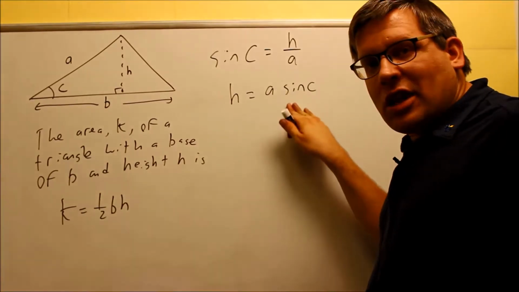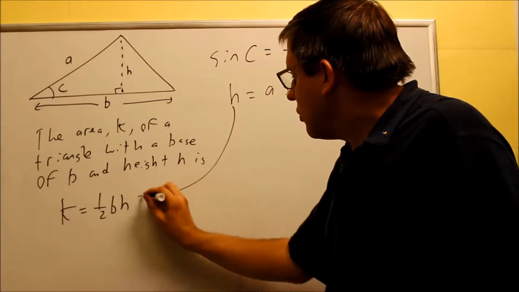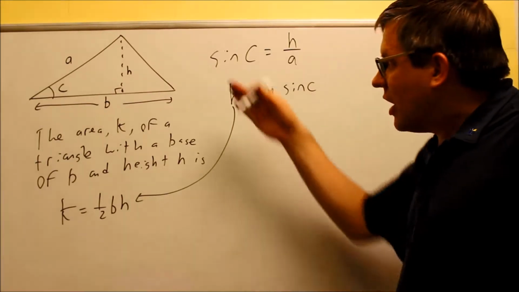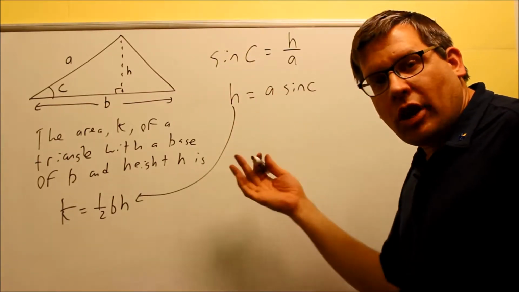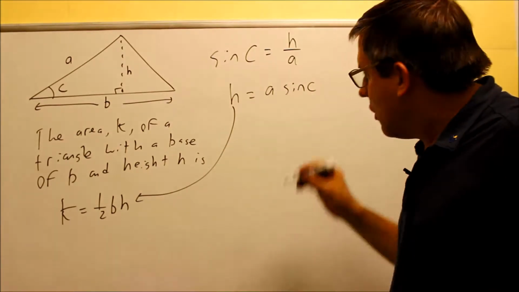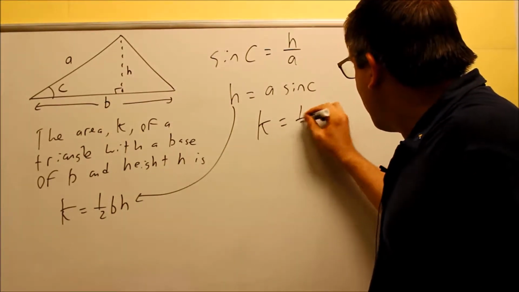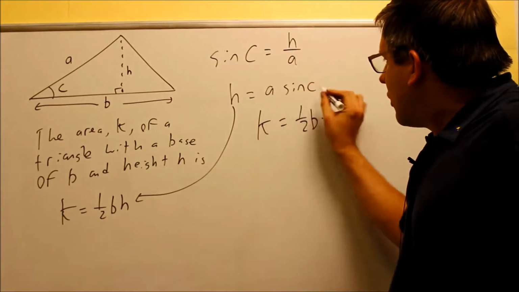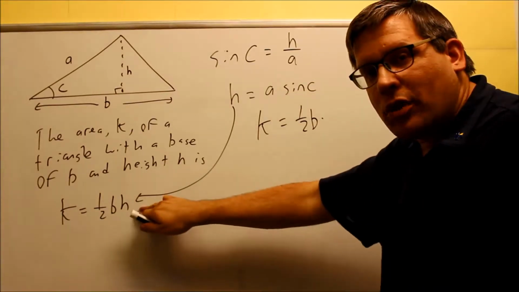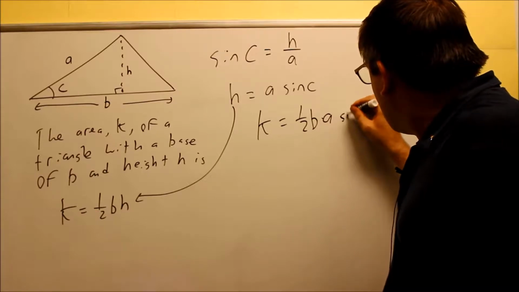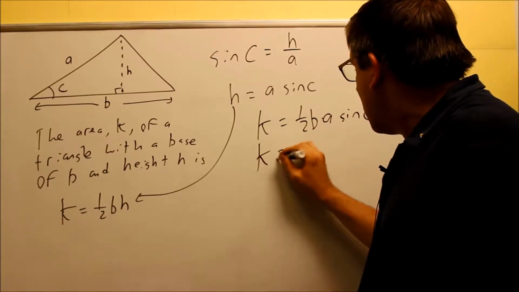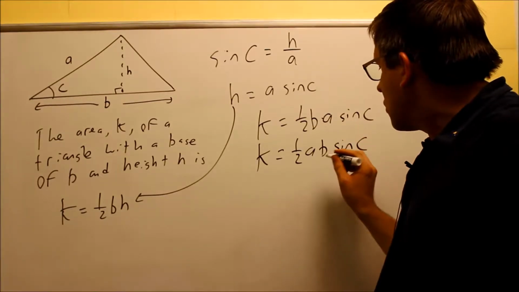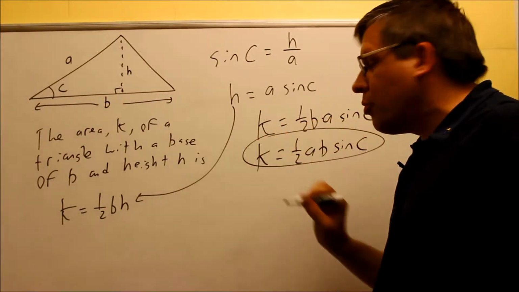So now I'm going to take this and put it into this formula down here, and I can derive a formula that does not involve the H. Then I don't need to know H, all I need to know is the angle. Well, if I do that, I get 1/2, and then I have a B here, and then I'm just going to stick all this in, the A sine C, I'll put that in place of H. So I get 1/2 B times A sine C. So therefore, if I rearrange here, I get this. This is one of my formulas.